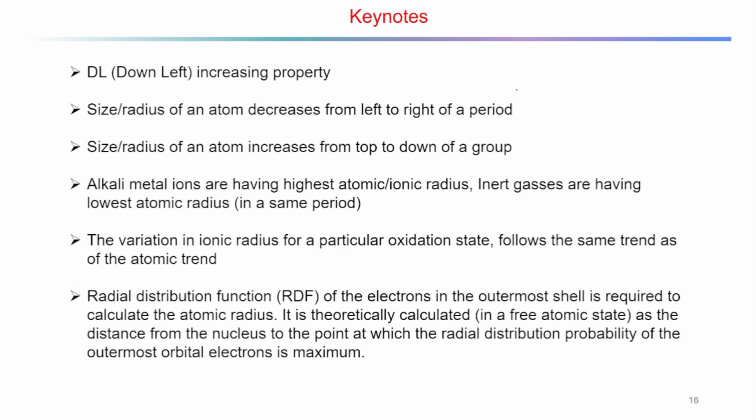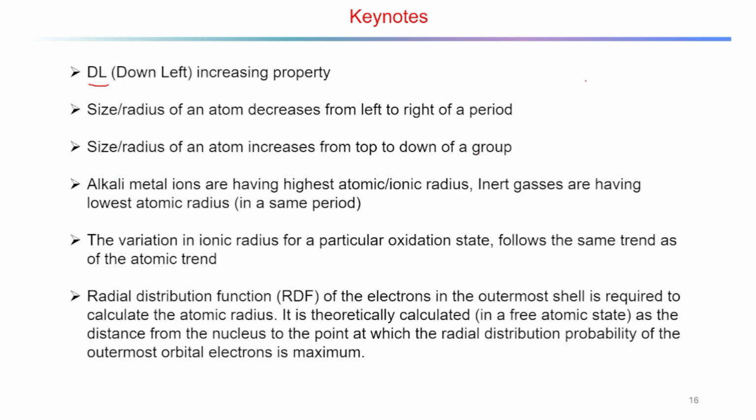So what we have learned in this segment. From this segment, we have seen that the trend of atomic radius is actually a DL property, down left property. So it increases in the down and left side. The size or radius of an atom decreases from the left to right of a period. We have also learned that size or radius of an atom increases from top to down of a group.